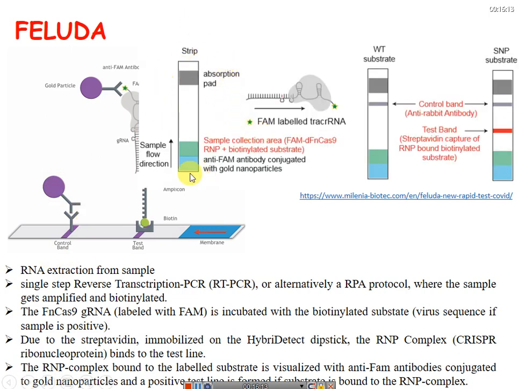So here you can see the strip, this is the sample flow direction, and if there is an amplification, this FAM-labeled tracer RNA will bind to that amplified band and will give a positive test, where the streptavidin captures the RNP-bound biotinylated substrate, while a control band will be observed in both cases, where anti-rabbit antibody will bind to the antibody gold conjugate.